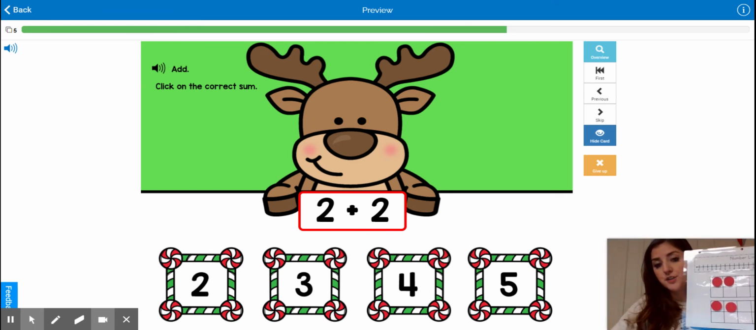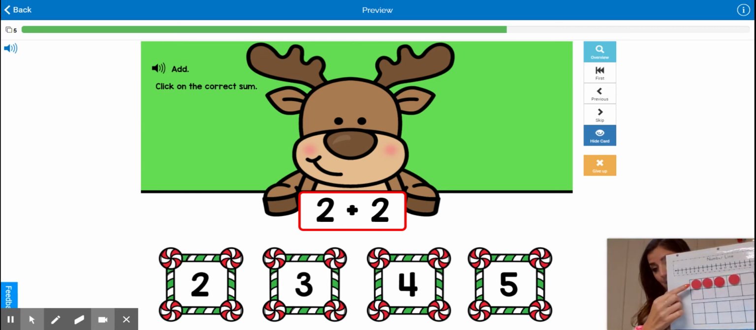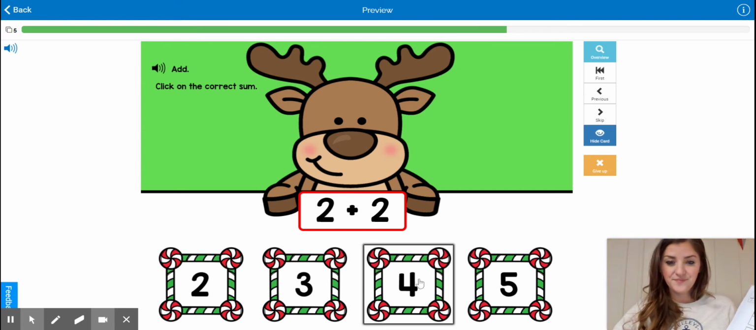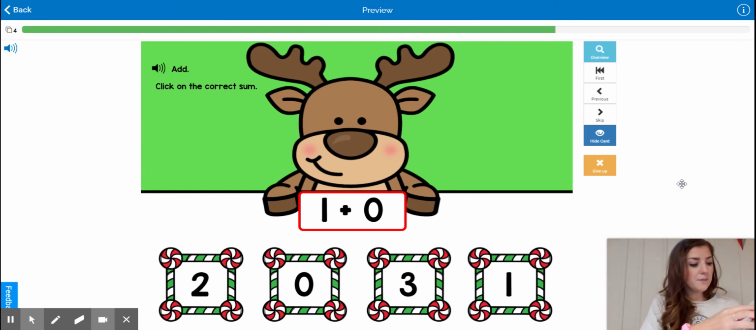I have a group with 2. I'm going to put it together with another group with 2. Now I have 1, 2, 3, 4. All right, we're coming up on our last couple here. Are you ready?